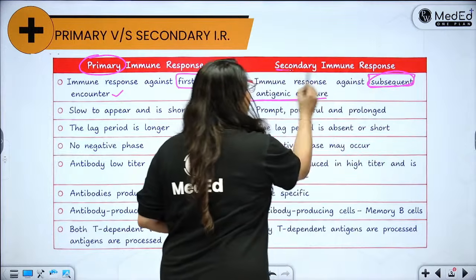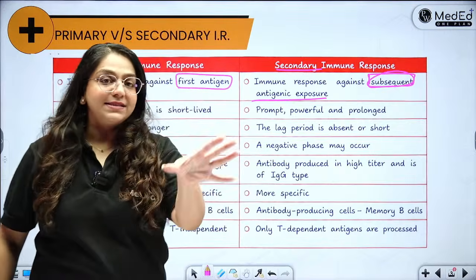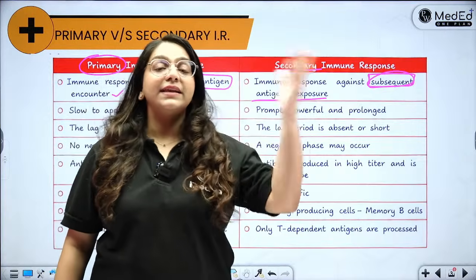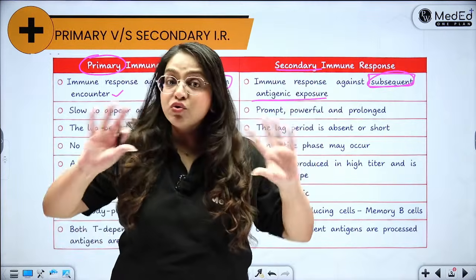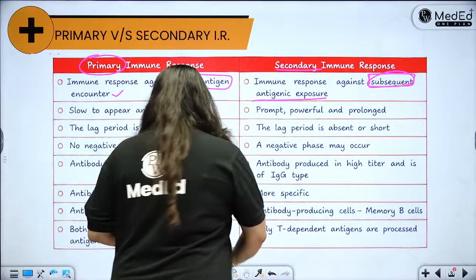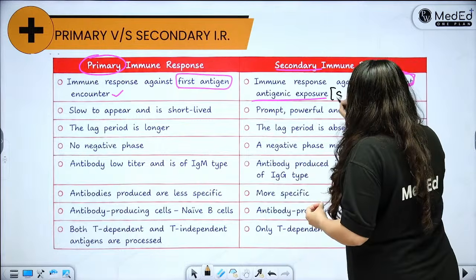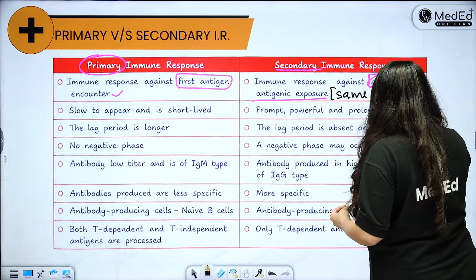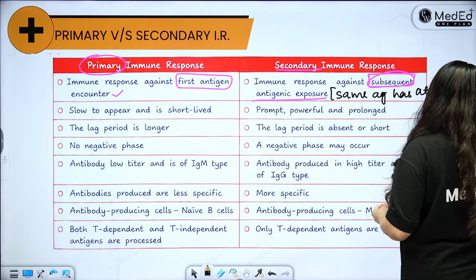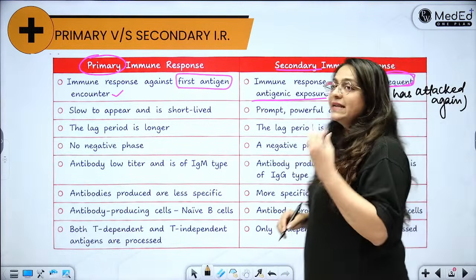Because secondary immune response only comes when the same pathogen attacks again. Guys, it's not some other pathogen. So please don't write "the second time" or "another time", don't use these words. Please use the word subsequent antigen exposure. Why am I emphasizing the words subsequent antigen exposure? Because the same antigen or the same pathogen has attacked again. Okay, the same pathogen has attacked again. That is when my body will give a secondary immune response.